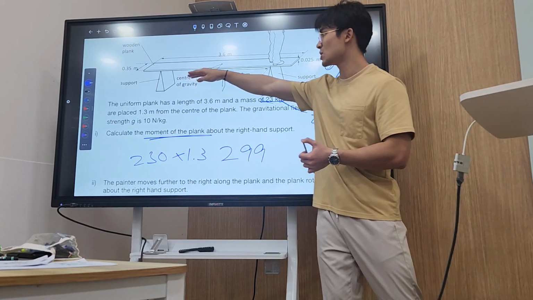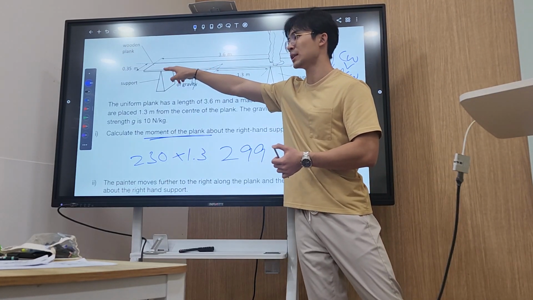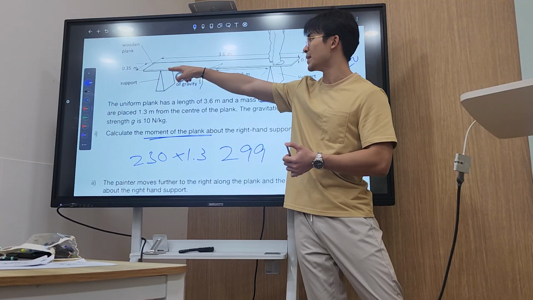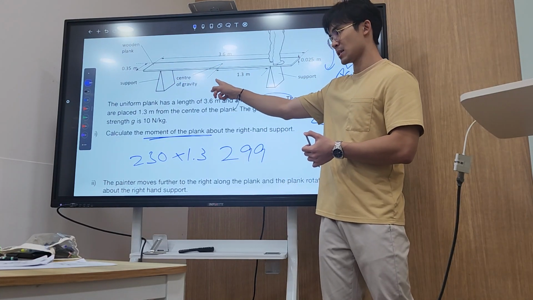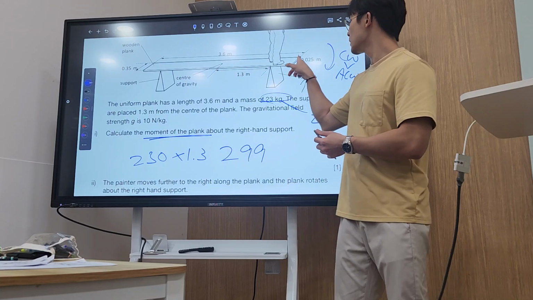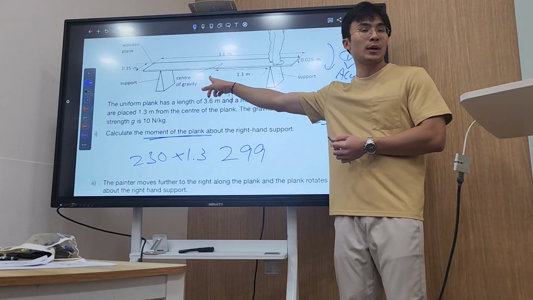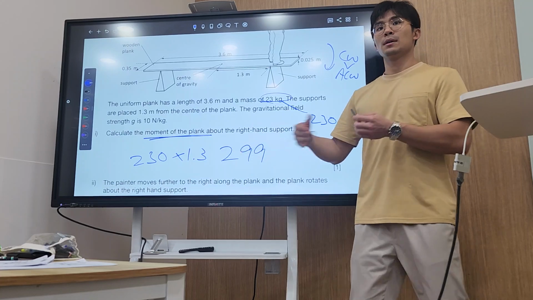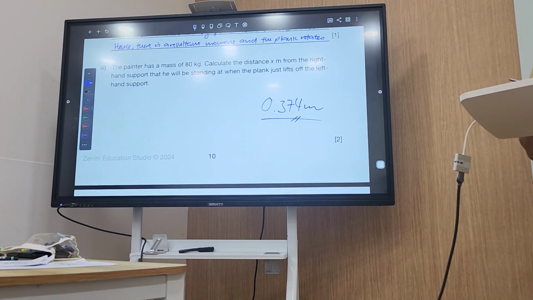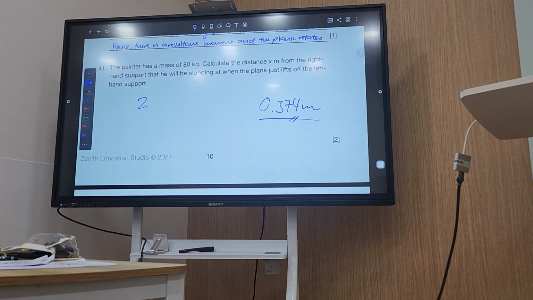Just. So he just lifted off your left support. He's not touching it anymore. But at that point, when you just lift off, your clockwise moment by his weight and your anti-clockwise moment by the plank's weight is the same. Just now you calculated 299, right? So now we have 299 equals 800 times x. Calculate x.